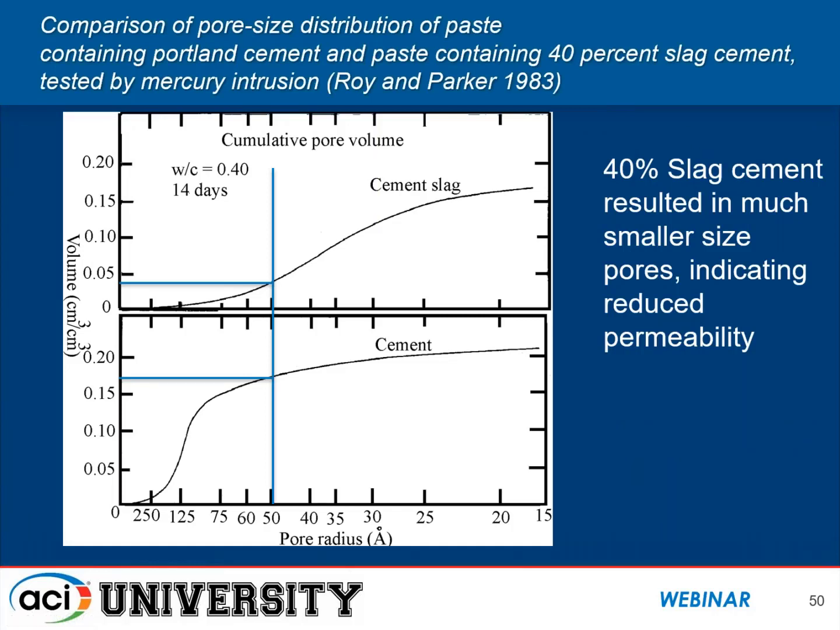And this is just some pore size distribution. So there's a volume of pores on the vertical axis, with pores getting smaller as you go right. And I've just picked one bar at 50 angstroms, which is 500 nanometers, which is 0.5 of a micron. And you can see that with the slag cement here, 40% slag, there's way fewer big pores than with the Portland cement mix. And those big pores are what increases permeability. So having fewer of these big pores reduces the permeability of the concrete.